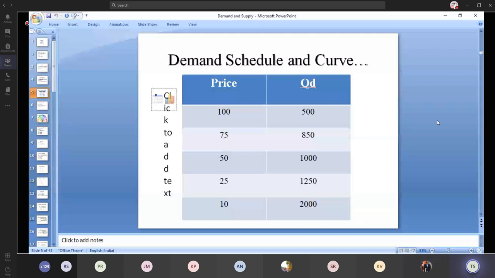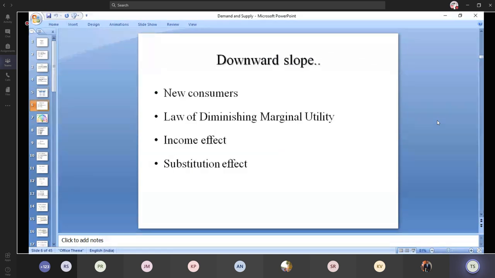The curve slopes downwards. So it's a normal situation. When the price increases, the quantity demanded decreases. So that curve is called the demand curve, and normally the demand curve is sloping downwards. And here we are having so many reasons. Out of these, we are having a few to discuss in the class.